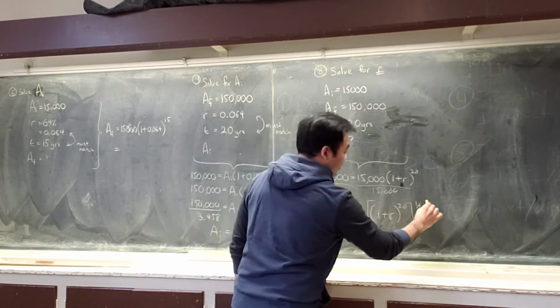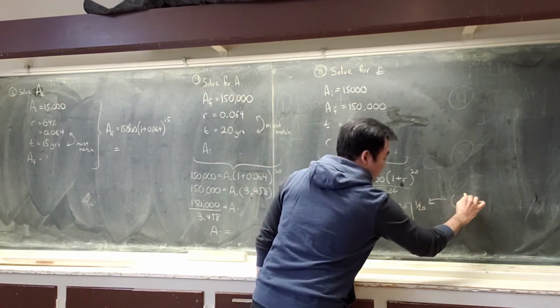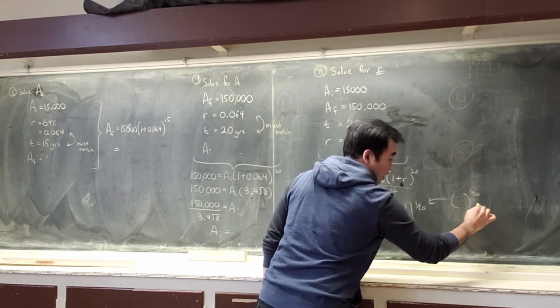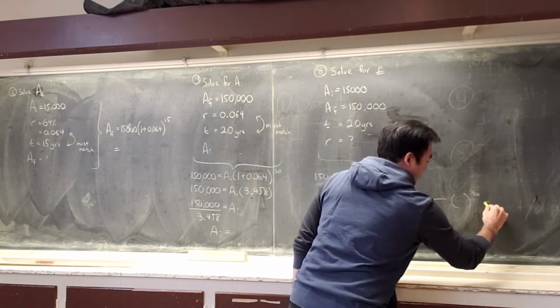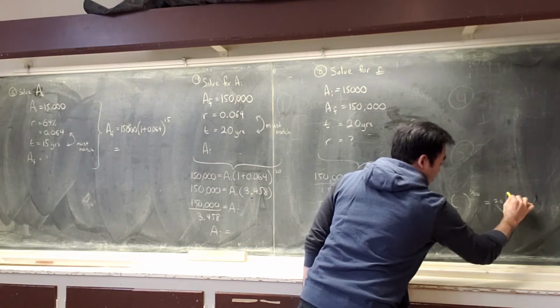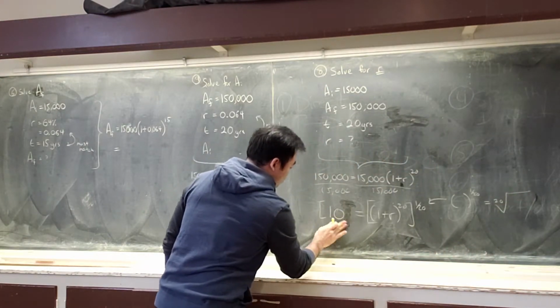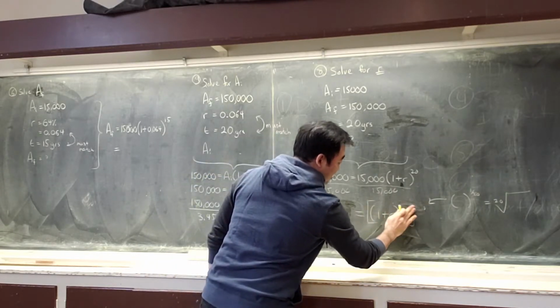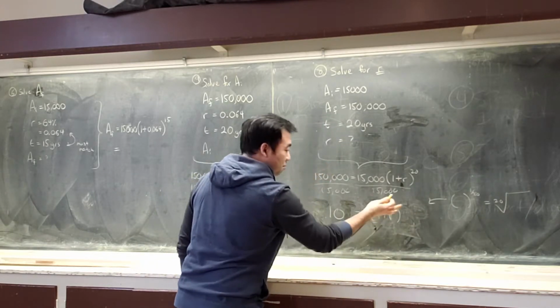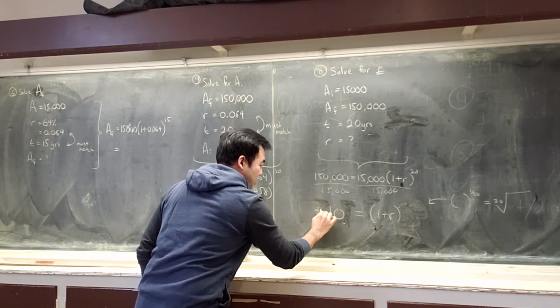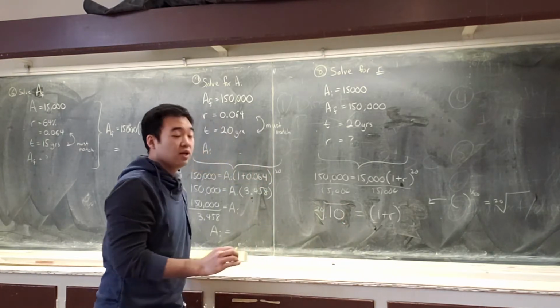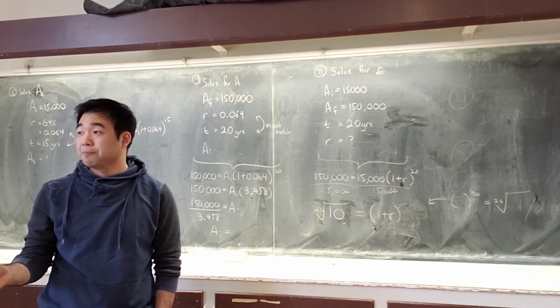Please note, I'll put a little arrow here. Something to the power of 1 over 20 is the same as doing the 20th root. So what you can do here is instead of writing it this way, you can simply say, I'm going to get rid of the exponent because I brought it over to the other side as a 20th root. They are one and the same.